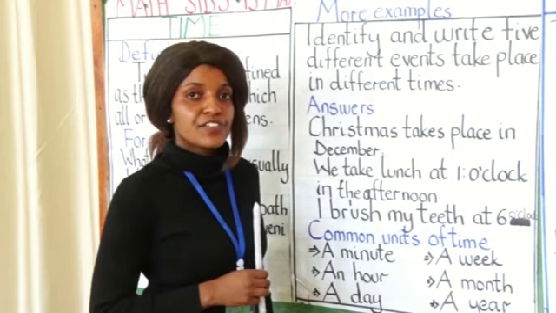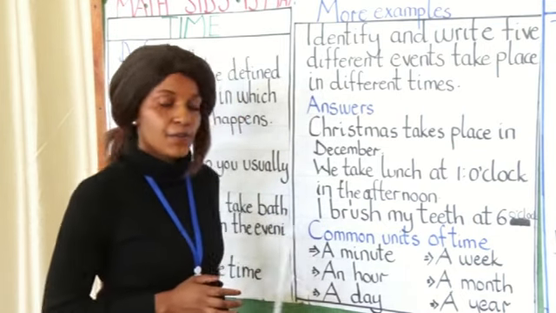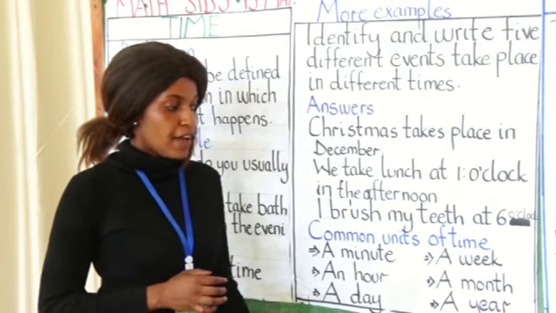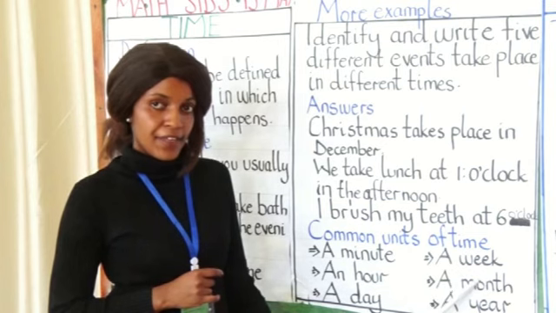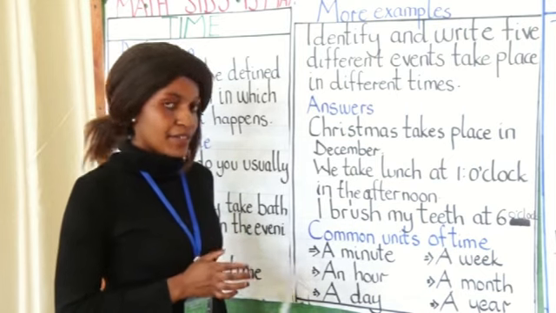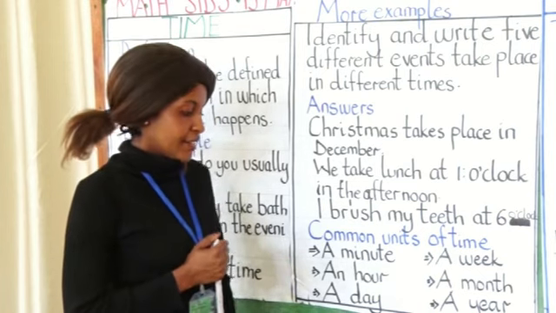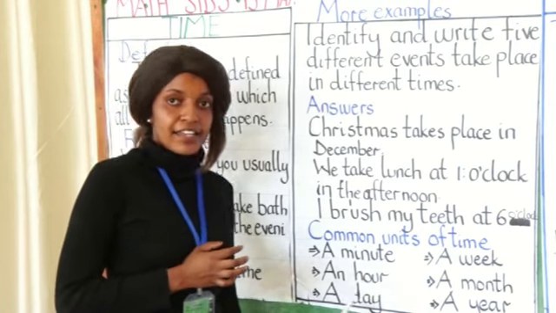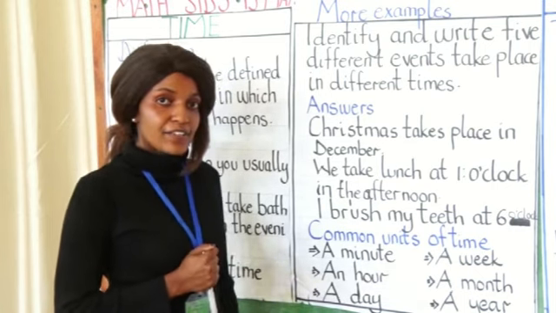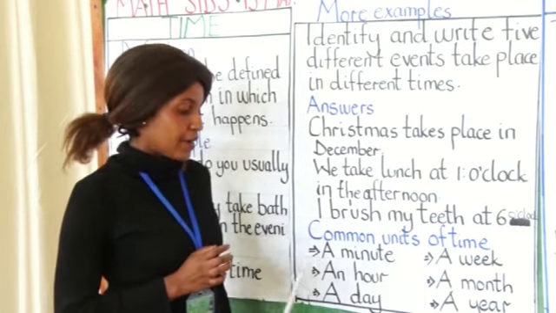Now we have the common units of time. These are minutes, hour, day, week, month, and year. 1 hour is equal to 60 minutes. When we say day, it takes hours to make a day. For example, 1 day is equal to 24 hours.